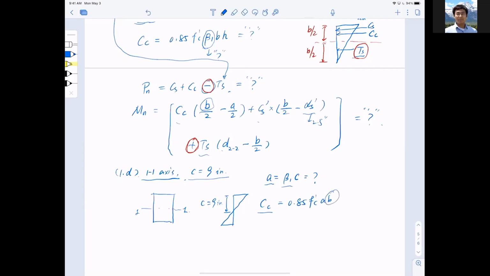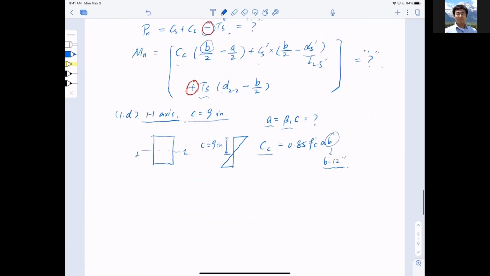The only thing you need to be careful is B is equal to 12 inch. Okay, right? So no longer the flipped section. This is still the old-fashioned section, right? So you can calculate the compression force of CC.